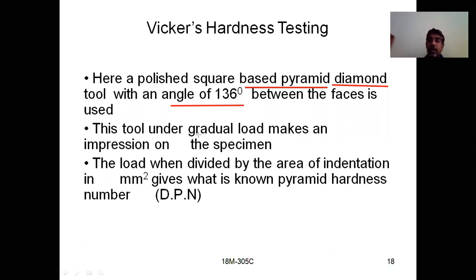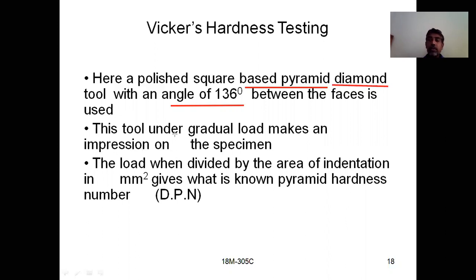So what is the material of the indenter you are using? And what is the shape of the indenter? That is nothing but quadrangular pyramid. And what is the angle between the opposite faces of the pyramid? That is 136 degrees we have to take. The tool is under a gradual load and makes an impression on the specimen. So as usual, first we have to touch the indenter to the specimen, and later we have to apply the load.